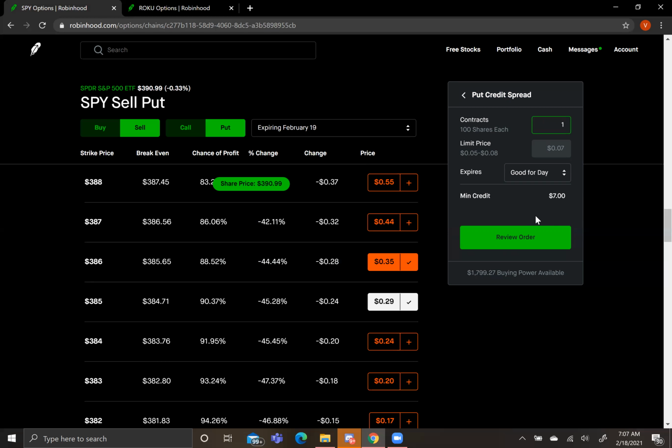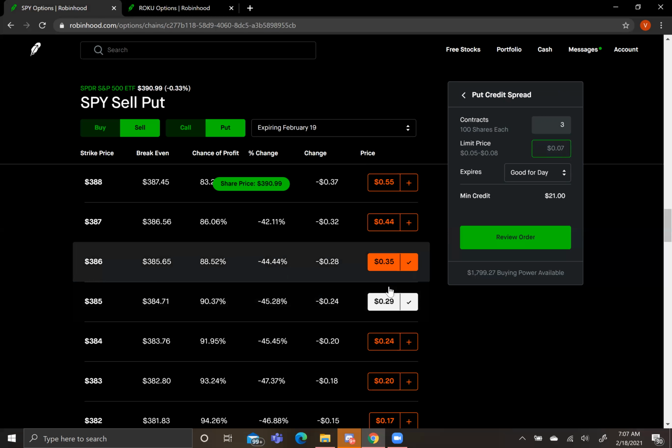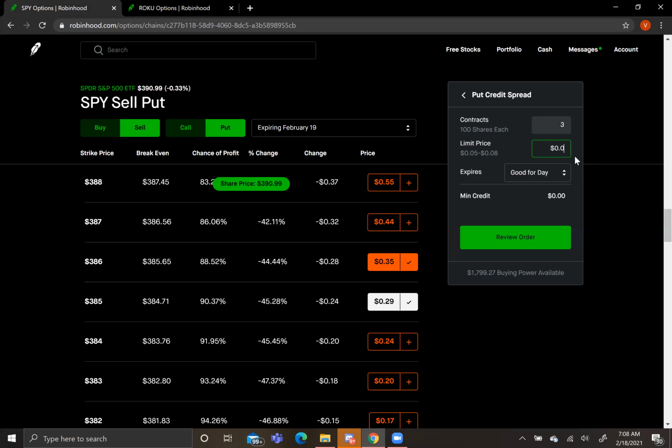Let's say, once again, you want to buy 3 contracts. So you do 3 contracts, and your minimum credit is $21 at an average cost of 7. The limit price is 7, but currently the limit price is showing about 6.29. 35 minus 29 is 6, so you're going to have to change it to 0.06. And then when you do that, your minimum credit should show $18. So for every $300 collateral that you're putting up, you'll get $18 back.